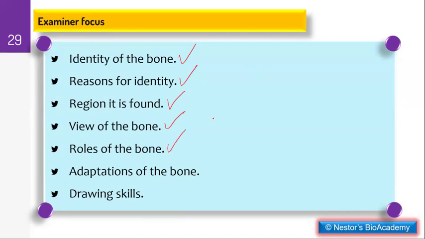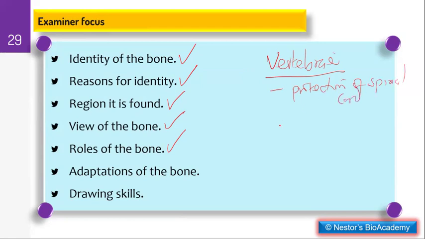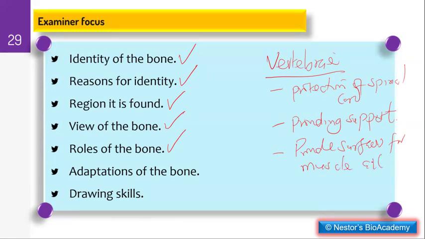Then, what are the roles of the bones? What do they play? In summary, the vertebrae, remember, all the vertebrae, they perform an important role in protection of the spinal cord. They perform a critical role in providing support. And apart from providing support, these bones, of course, provide surfaces for muscle attachment. And remember, these ones are critical and common to nearly all bones, actually.